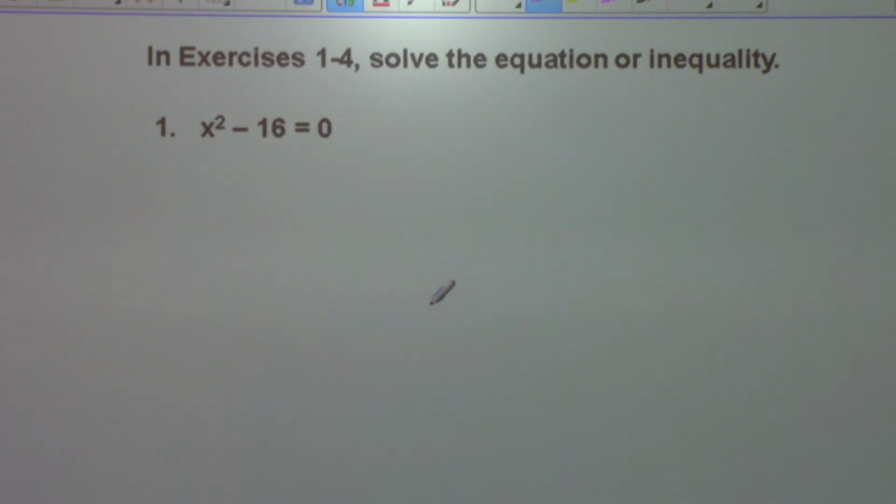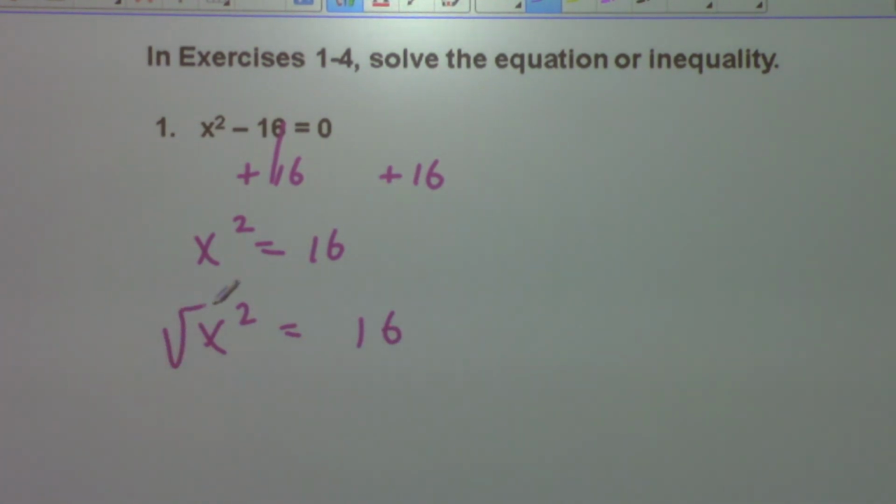We have x squared minus 16 equals 0. Any hints on this one? You add 16, and then you square root the x squared and the 16 on each side. Okay, x squared equals 16. Next, we take the square root of both sides. So x equals 4. Is that our answer? Yeah, that's right.